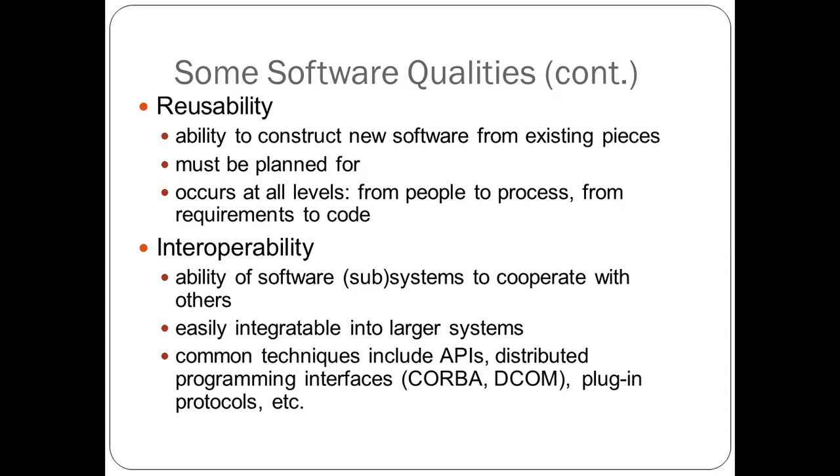Interoperability, the ability of software systems to cooperate with others, easily integratable into larger systems. Common techniques include APIs, distributed programming interfaces, and plug-in protocols. Whenever we design any software, we also take care of different types of plugins or protocols so that our software may run easily or we can install it on different types of machines. Sometimes there is a need for some protocols or plugins, then we have to construct or design those also. So this comes under interoperability.